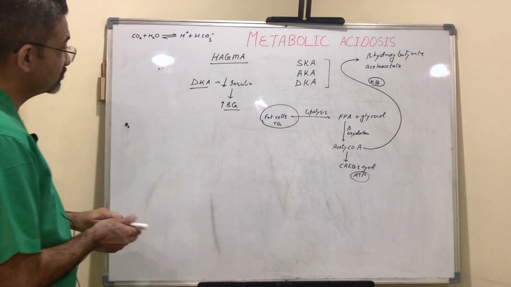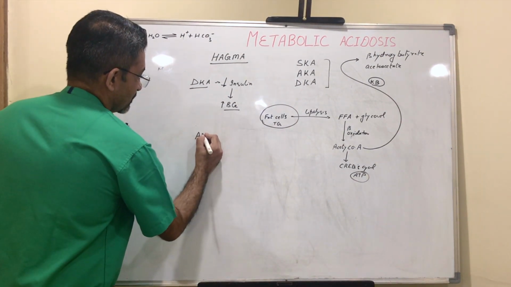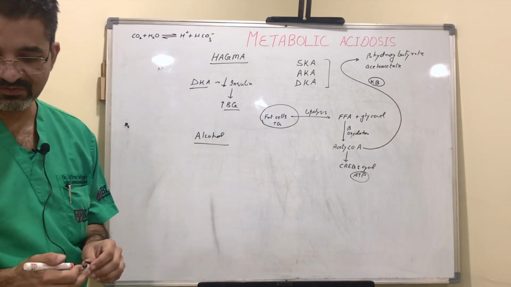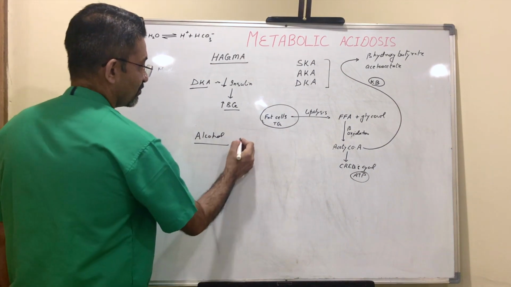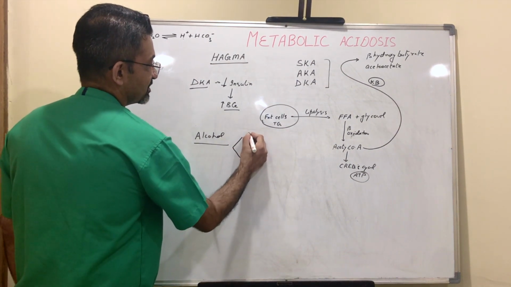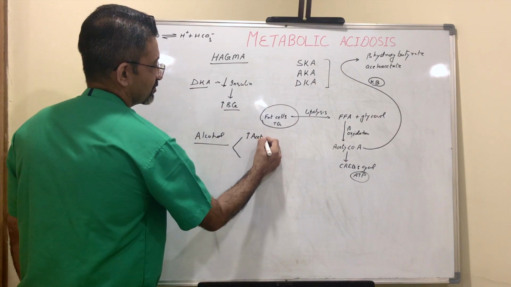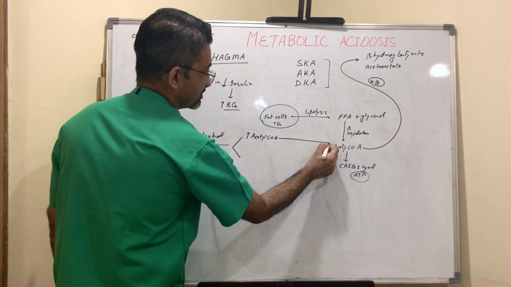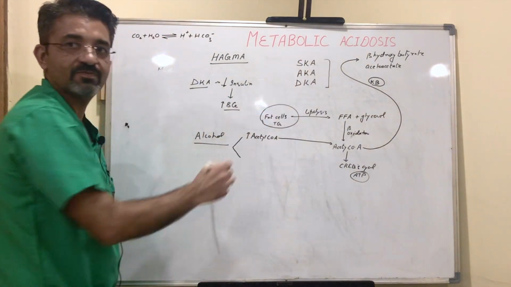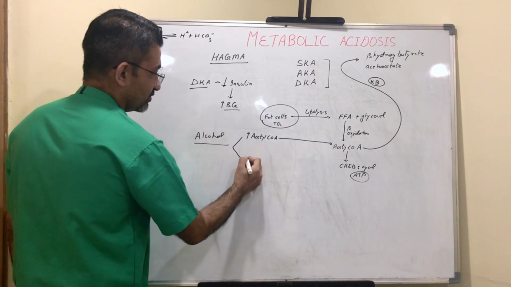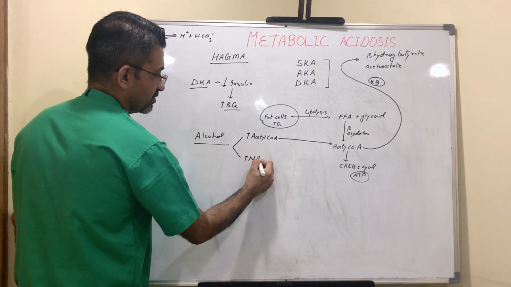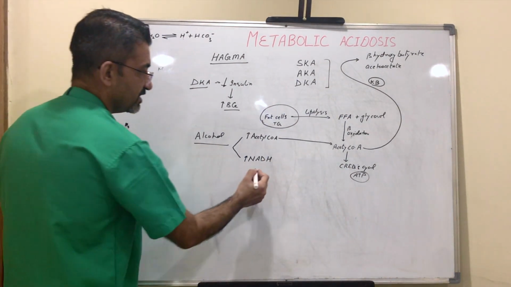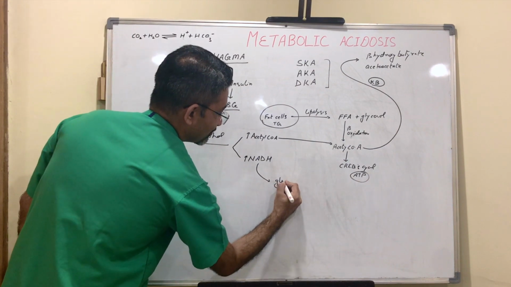Suppose someone is consuming a lot of alcohol, continuous drinking of high amounts of alcohol. So what will high amounts of alcohol do? Alcohol directly increases acetyl coenzyme A, and the same thing will happen: acetyl coenzyme A will be converted into ketone bodies. Second, you have an increase in NADH. If you have an increase in NADH, it inhibits your gluconeogenesis.